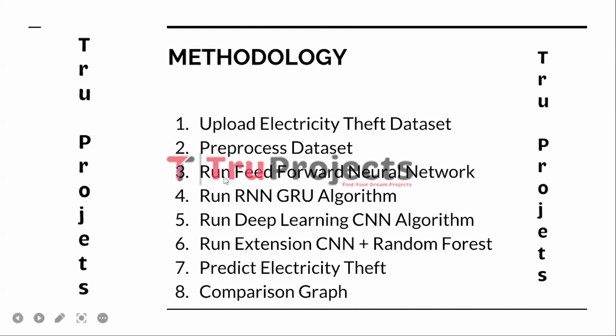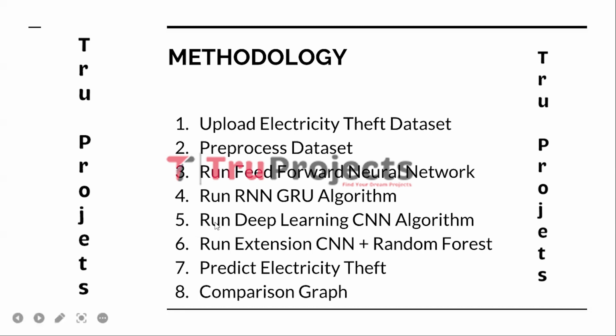The third module is Run Feed Forward Neural Network. The processed training data is input to the Feed Forward Neural Network algorithm to train a theft detection model. This trained model is then applied to the test data to calculate the prediction accuracy. The fourth module is Run RNN GRU algorithm. The processed training data is input into the GRU, that is Gated Recurrent Unit algorithm, to train a theft detection model. Similarly, this trained model is used to make predictions on the test data and calculate the prediction accuracy.